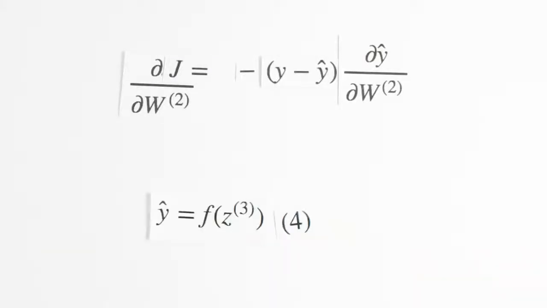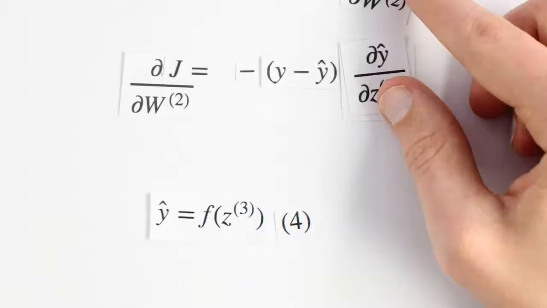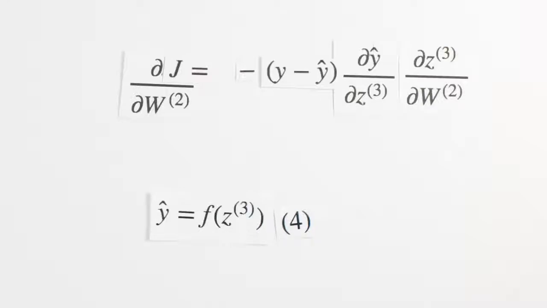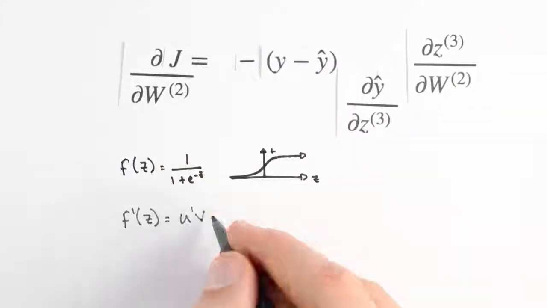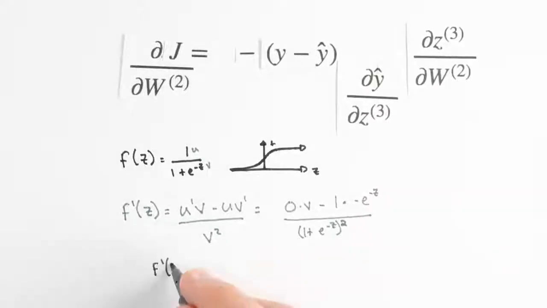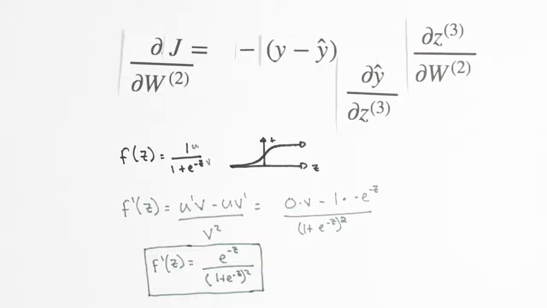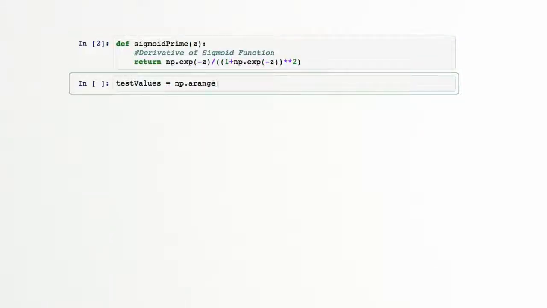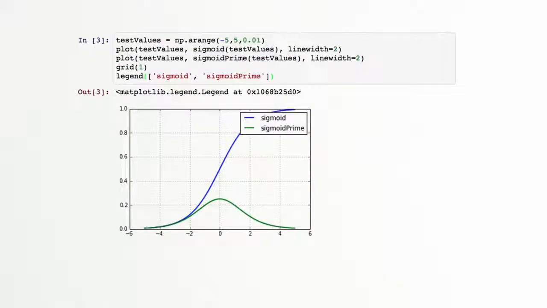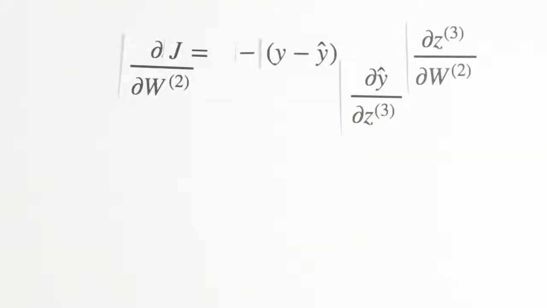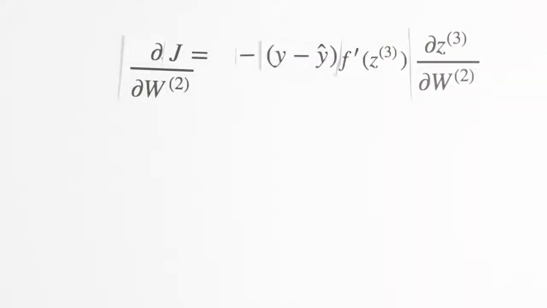Equation 4 tells us that ŷ is our activation function of z3, so it will be helpful to apply the chain rule again to break dŷ/dW2 into dŷ/dz3 times dz3/dW2. To find the rate of change of ŷ with respect to z3, we need to differentiate our sigmoid activation function with respect to z. Now is a good time to add a new Python method for the derivative of our sigmoid function, sigmoidPrime. Our derivative should be largest where our sigmoid function is the steepest, at the value z equals 0. We can now replace dŷ/dz3 with f prime of z3.